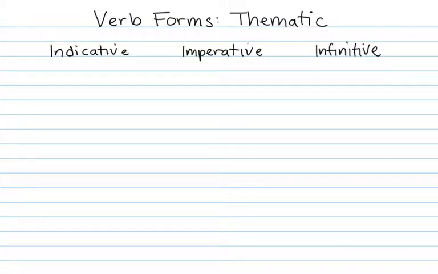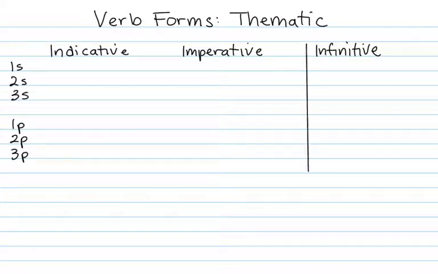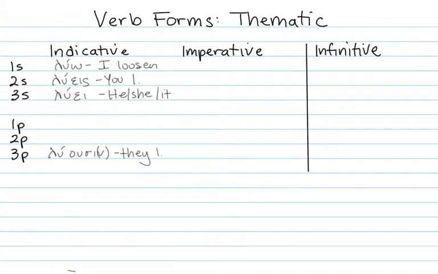So let's look at the verb forms that we already know. We'll start with a thematic verb like luo. We've already learned I loosen, you loosen, he, she, it loosens, and they loosen. The new form is luomen, we loosen, first plural. And the other new form is lueta, you all loosen, second person plural.